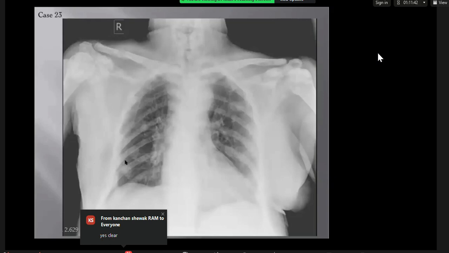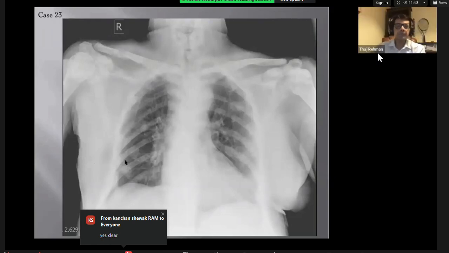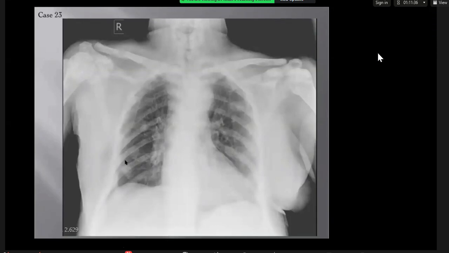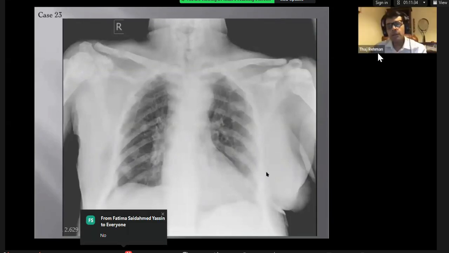Where is the breast on the right side? Sorry? Where is the breast on the right side? History of previous mastectomy. Good. And you don't diagnose a breast mass on a chest X-ray.